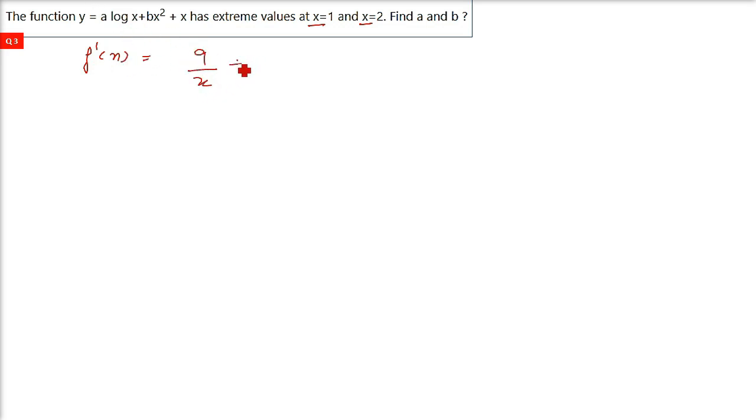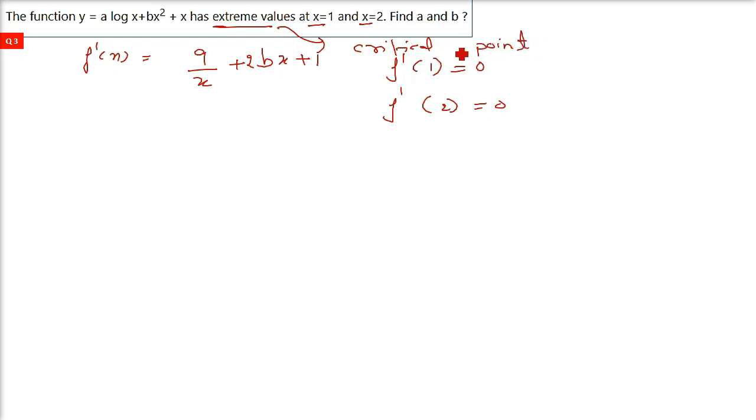F dash x is equal to a by x, because the derivative of log x is of course 1 by x, b x square is 2bx, and the derivative of x is 1. This is f dash x. Now the next thing is we have to place 1 and 2, because these are the critical points, and critical points will give you f dash x equal to 0. That means placing 1 in the differentiated equation and placing 2 in the differentiated equation has to be equal to 0, and that will give you a and b.